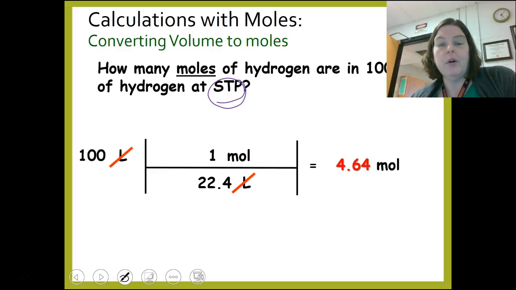It's very similar. We're using 22.4 every single time. I'm not going to give you any problems where you wouldn't use 22.4. Always look for STP or assume STP because you don't know enough to be able to do anything else right at this moment. So let's go the other way.